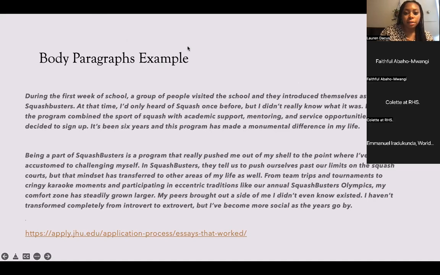On the screen, I have a continuation of that essay that we read last week, and this is an example of the body paragraphs. Colette, you're saying you're not hearing anything. Faithful, are you able to hear me? Yes, I hear you just fine. Okay. Sorry, Colette, I'm not sure. Try checking your audio, or if you're muted or something like that. Or log out and log back in.